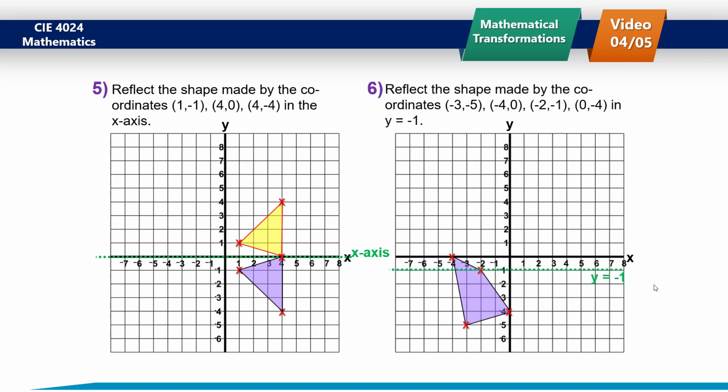So take the first point, (0, -4). You can see it's 1 unit upward from the mirror line, so it should be plotted 1 unit downward from the mirror line. The other point, (-3, -5), is 4 units downward, so it must be plotted 4 units upward. And the third point is on the mirror line, so it will not be reflected. And the fourth point, (0, -4), is 3 units downward, so it should be plotted 3 units upward. Now if we join them we will get the reflected image.